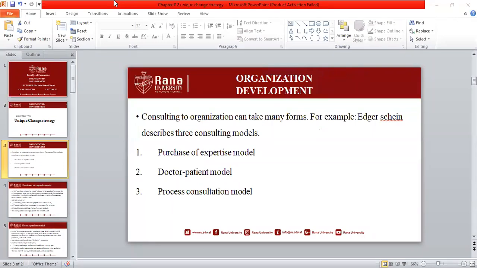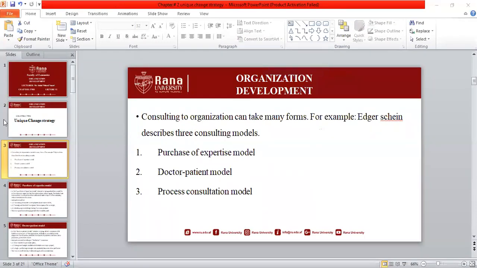OD consultant. We have three types of consultation model, which any OD practitioner, any OD expert, any OD consultant can use to change any sort of organization, whether that is a product organization or a service organization. By using these three models, he or she can incorporate any change. The first model is the purchase of expertise model. The second is the doctor-patient model. And the third is the process consultation model.